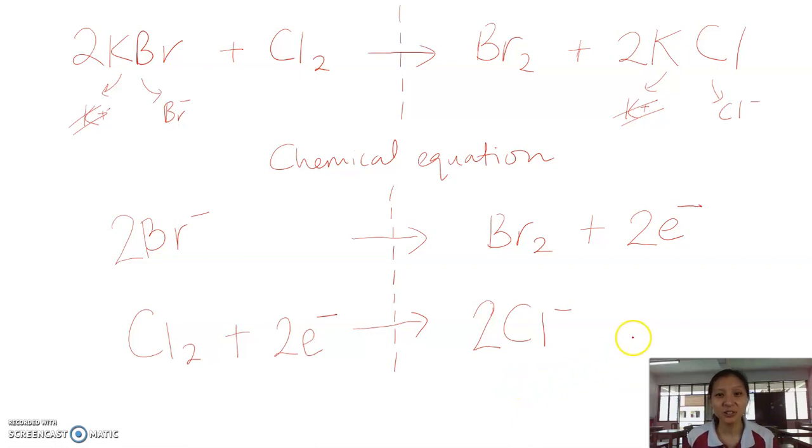So this is called a half equation, and this is also called a half equation. Okay, I hope you can understand it.